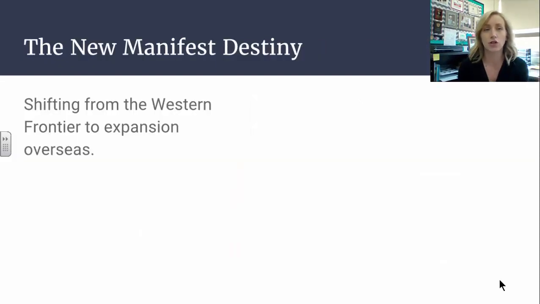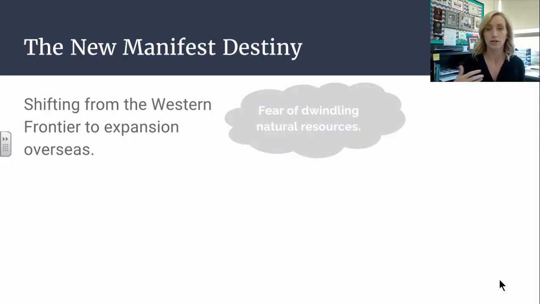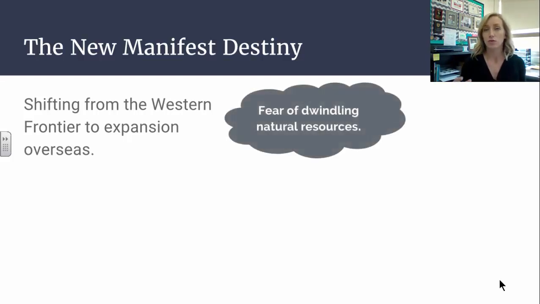But we see a new use of manifest destiny, in that we were shifting from the western frontier. All right, we've been there, done that. We've gone coast to coast, we're good. And we're now wanting to expand overseas. And there are a few factors that fuel that.